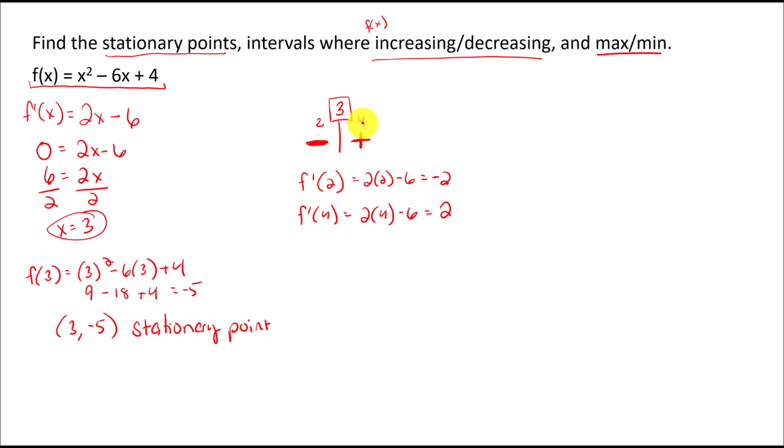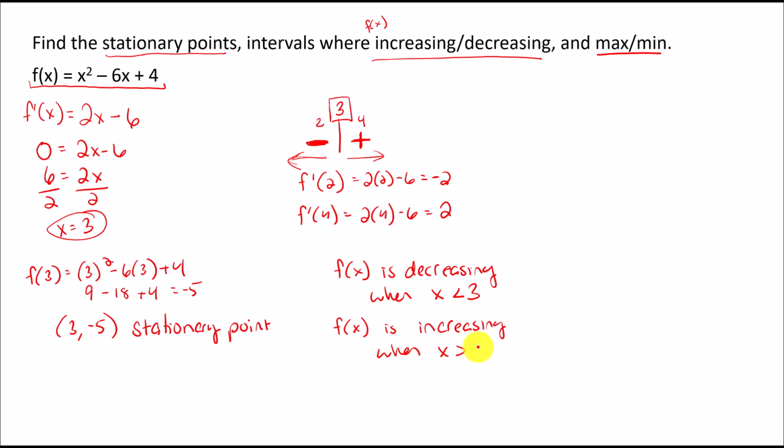Okay, so what this sign chart right here is showing me is that to the left of 3, this way, it's decreasing because my derivative was negative. So my original curve is decreasing. And to the right of 3, because my derivative was positive, my original curve is increasing. So we would say that f of x is decreasing when x is less than 3, because that's to the left of 3. And that f of x is increasing when x is greater than 3.